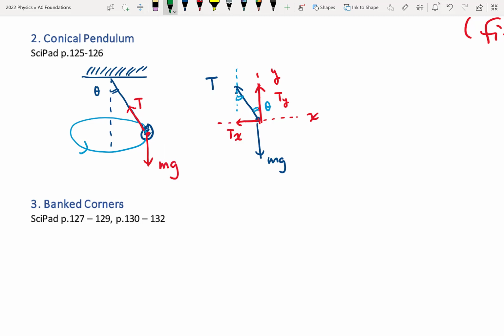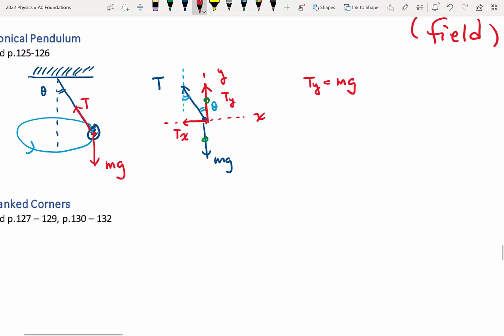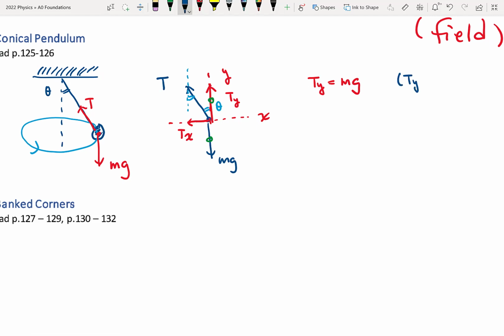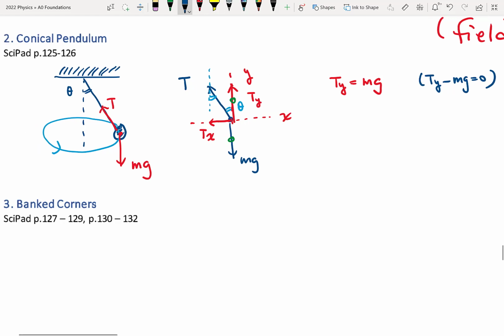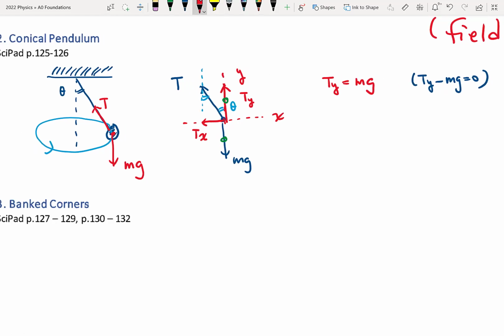We can see Ty is equal to mg. Okay, they cancel because the pendulum does not have up and down movement. So we have two ways to write it. We can write Ty equals mg, or you can write Ty minus mg equals 0. Either one is fine, but we choose the red one.